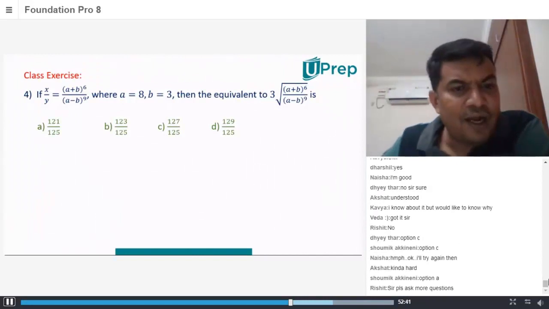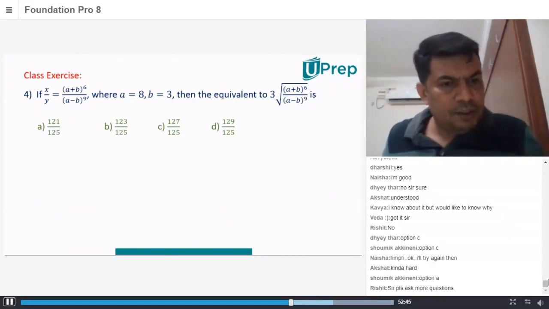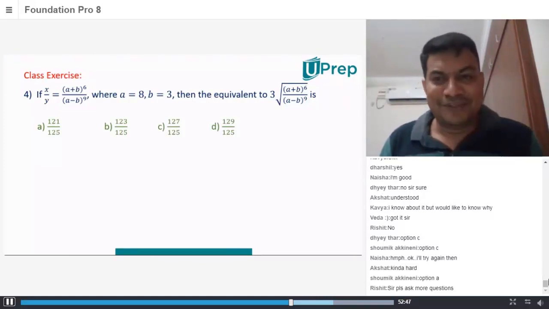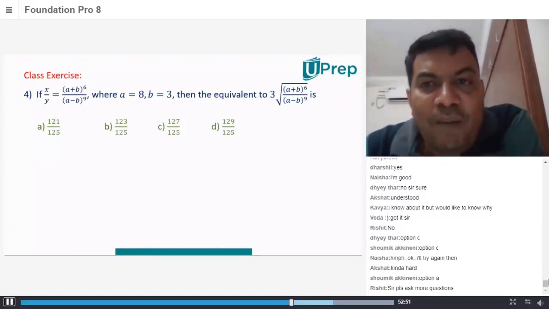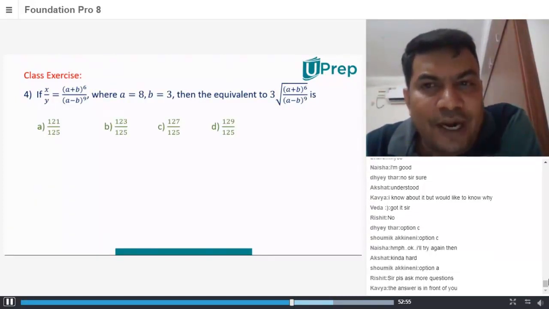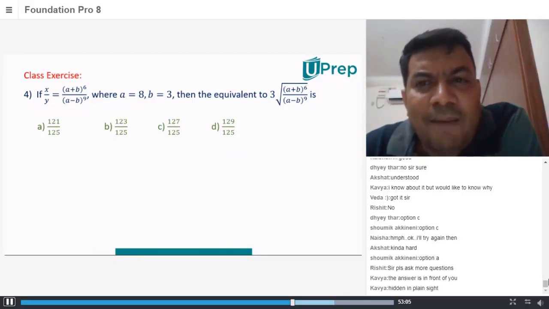Akshat, kind of hard. Shomik, good. Yeah. Okay. Don't worry. You have enough problems. I'll ensure you get the app tomorrow morning, first hour. If you didn't get it, you'll get it tomorrow morning, first hour. And there are enough questions to practice in the app. You can practice many questions in the app. Don't worry.